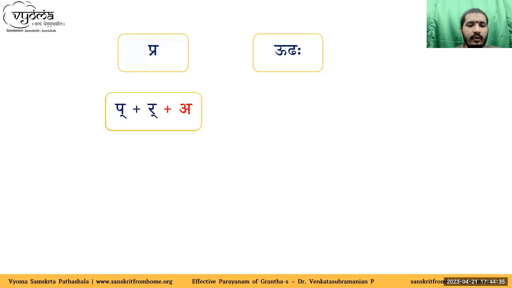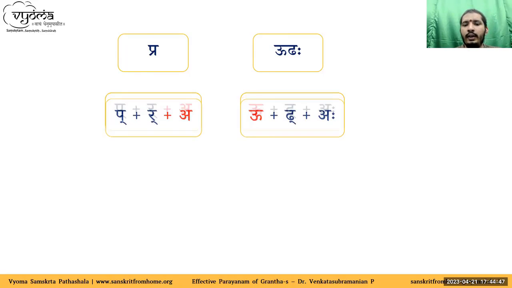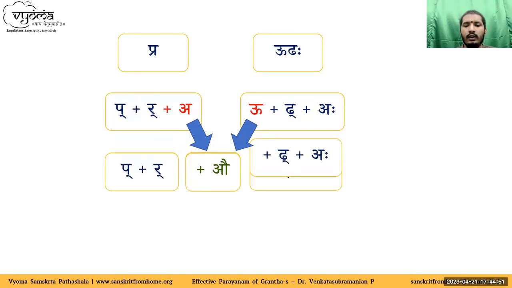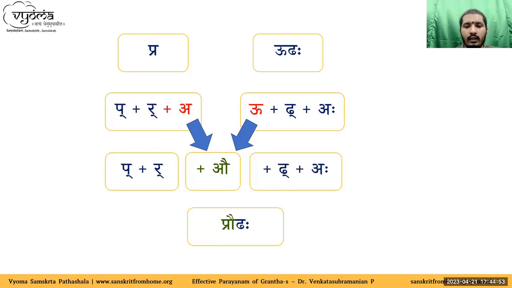Pra, if we split, these are the letters: R, A. If we split Udhaha: U, D, Aha. In place of A and U, we get the Adesha Aukara. And if we join the other letters, we get the final form Praudhaha.